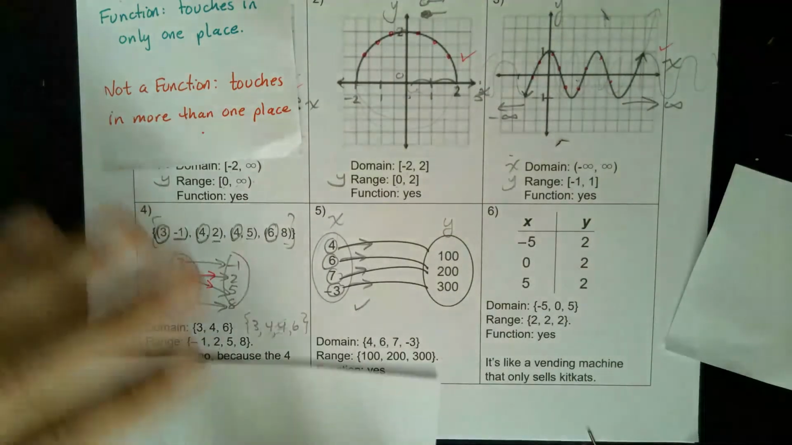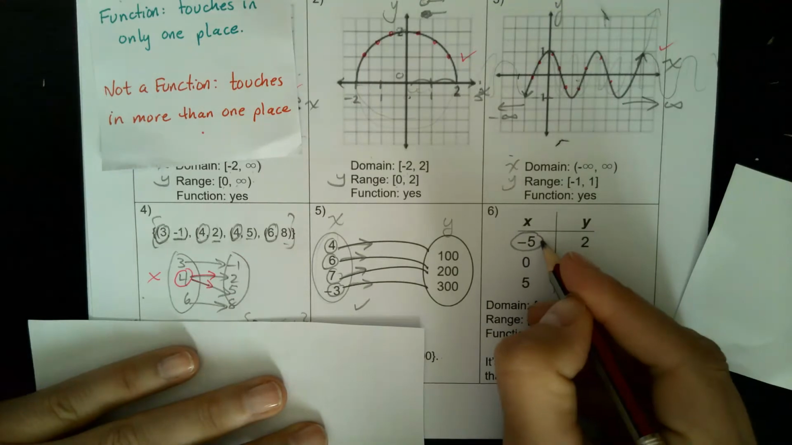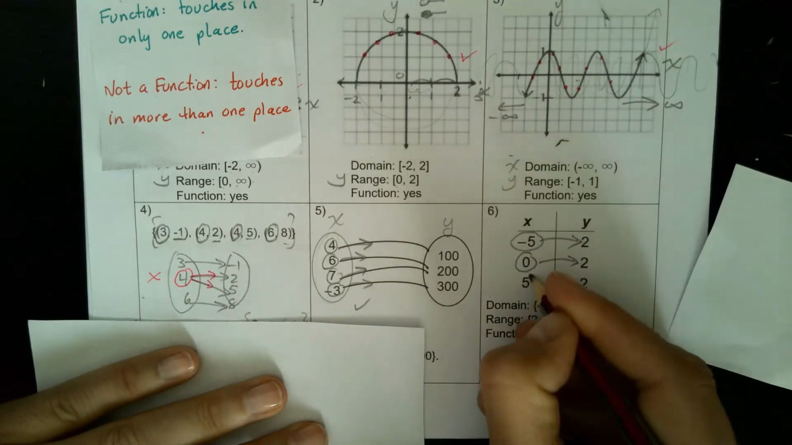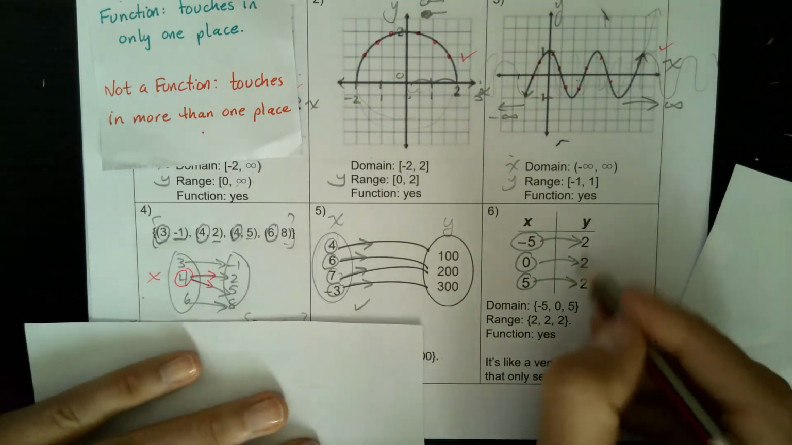The last one, is it a function? If I push -5, a 2 comes out. If I push 0, a 2 comes out. If I push 5, a 2 comes out. That's confusing because they're all 2's.